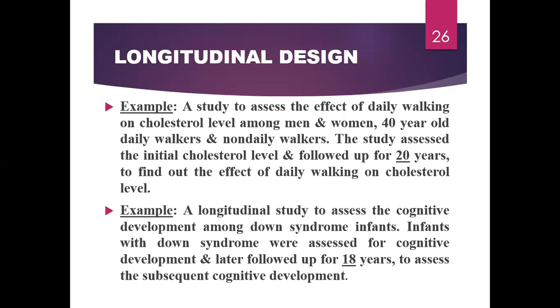Another example, a longitudinal study to assess the cognitive development among Down syndrome infants. So infants who were born with Down syndrome were assessed for cognitive development and later followed up for 18 years. When the infant was born, they were assessed at that time and then they were followed every 6 months or every 1 year for their growth and development for 18 years, and also for cognitive development to assess the subsequent changes. So it takes years to complete these studies, 20 years, 18 years.